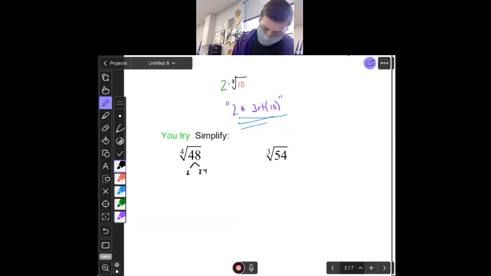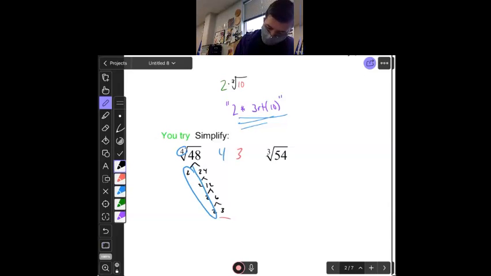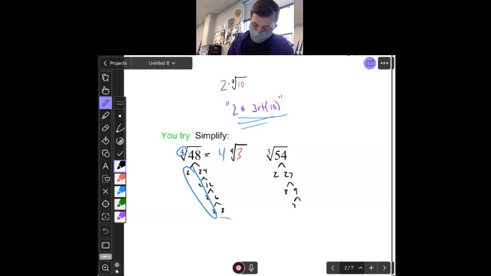So 2 and 24, 2 and 12, 2 and 6, 2 and 3. On groups of 4, 4 twos will come out. Only 3 is left, and I want to make sure I put a 4th root back on. So 2 times the 4th root of 3 on the first one. The second is 2 times 27, which is 3 times 9, which is 3 times 3. On groups of 3, 3 threes, and a lonely 2, and make sure I put a cube root on the 2. So 3 cube roots of 2.